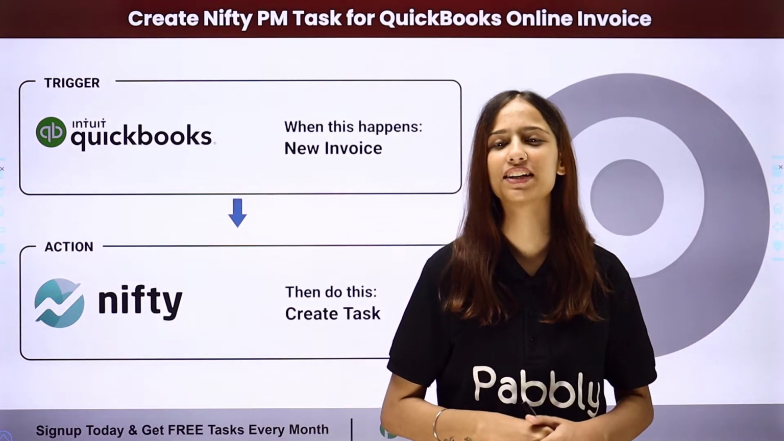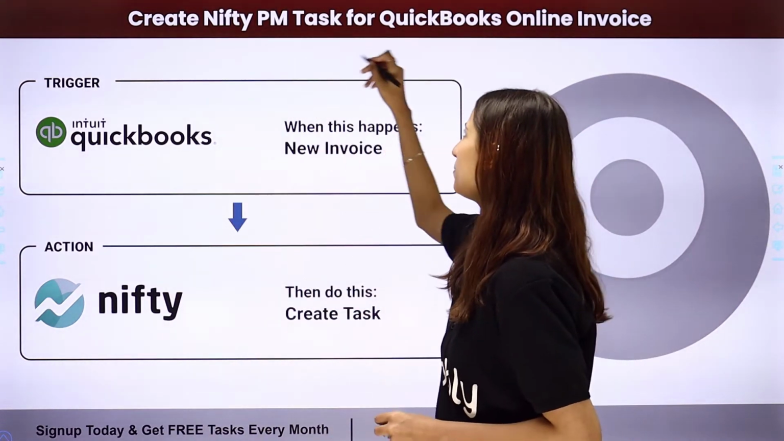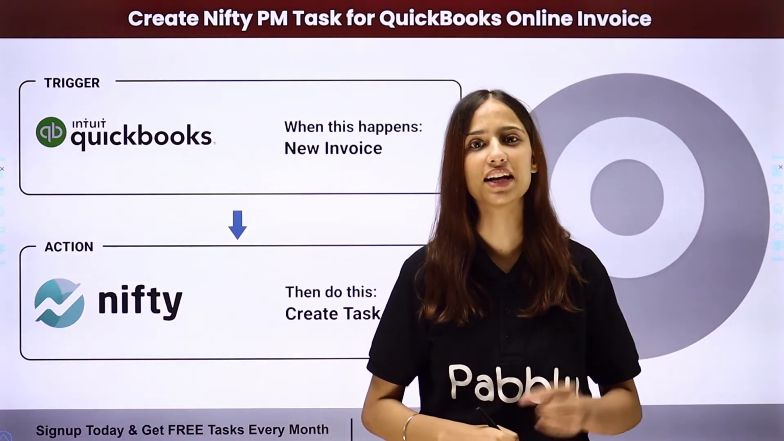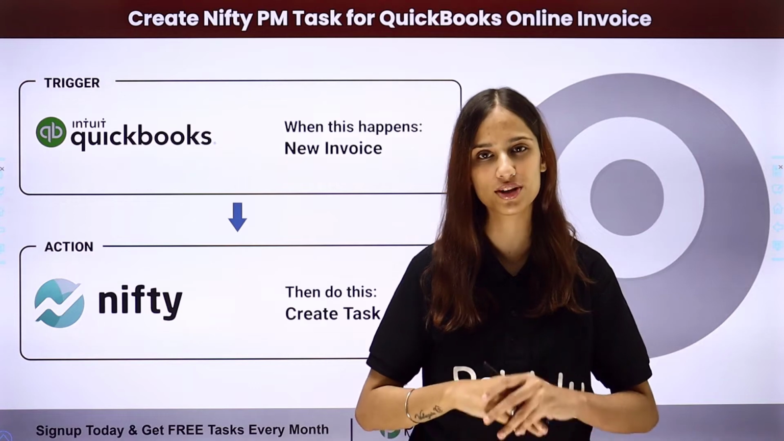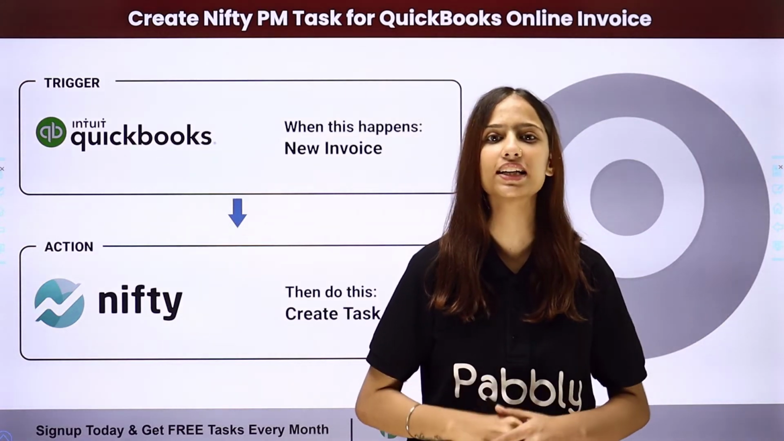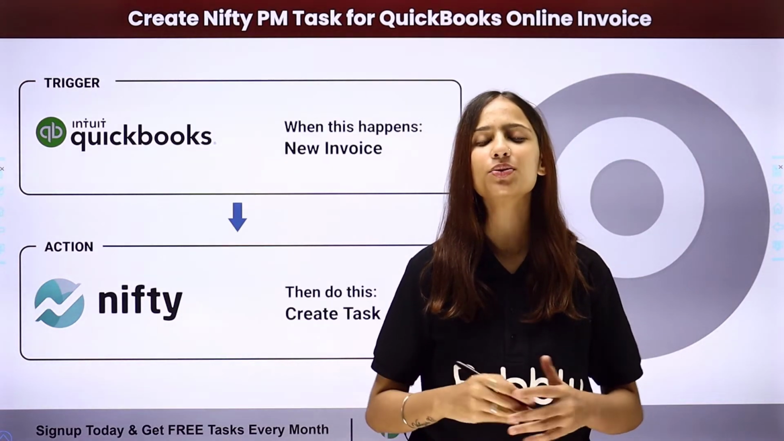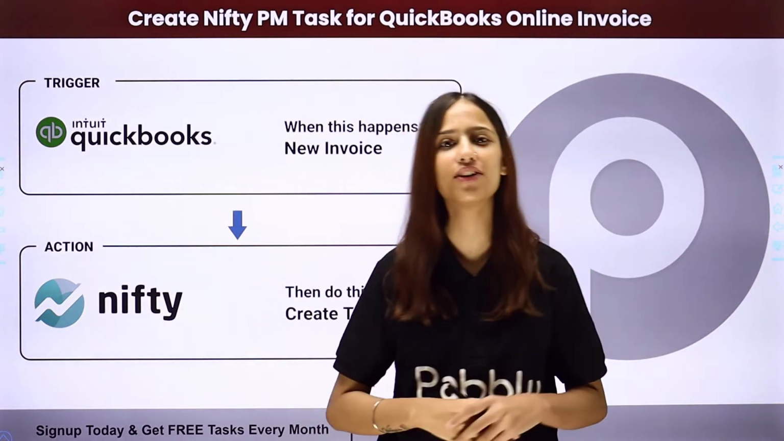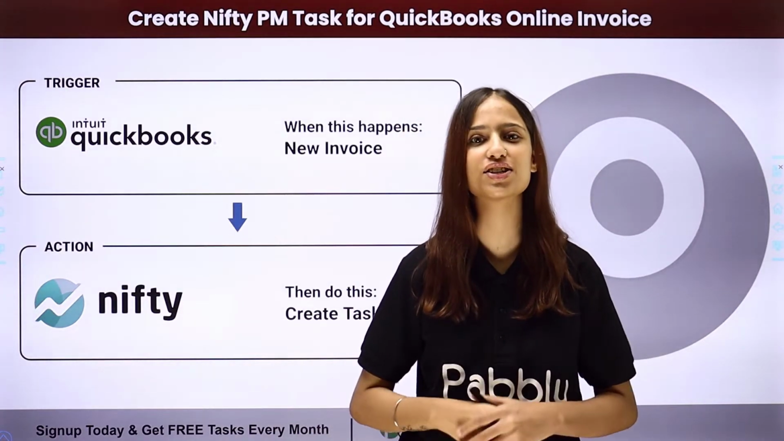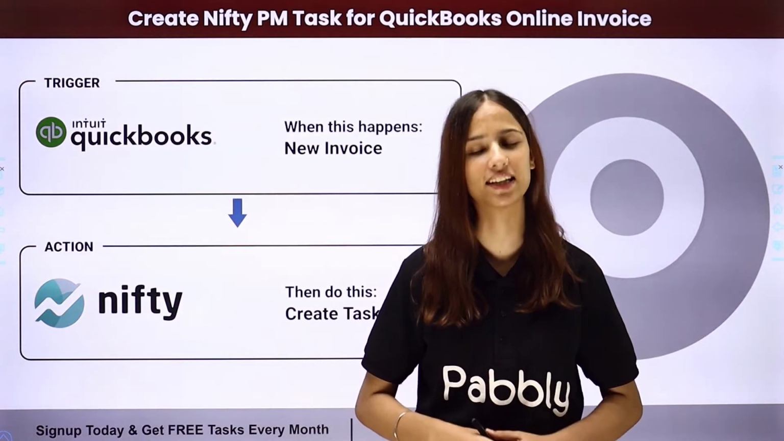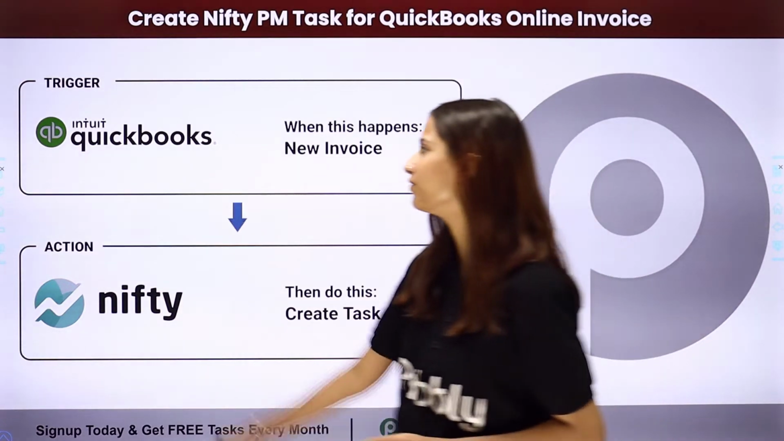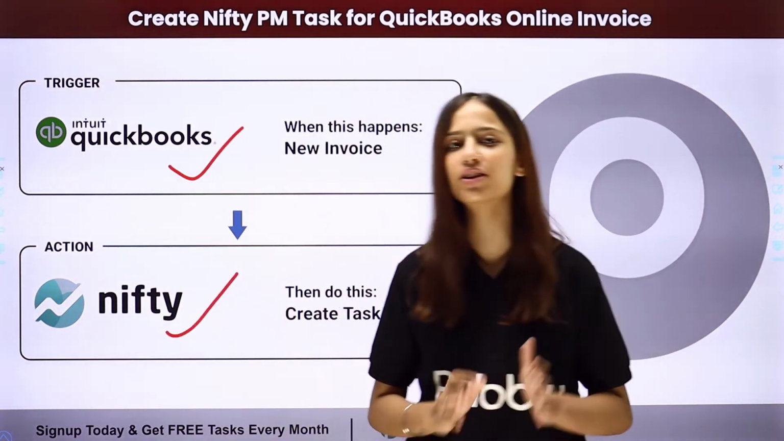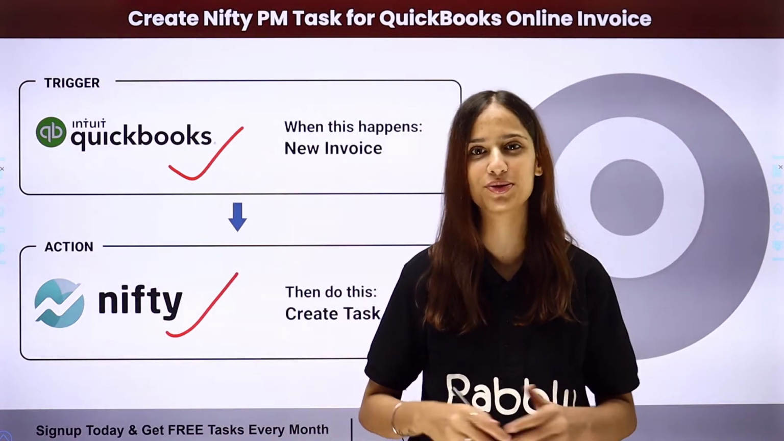So in today's video we will understand how to create a Nifty PM task for a QuickBooks Online invoice. So here my objective is that whenever a new invoice is added in QuickBooks, then I want to create a task in Nifty. Now to do this, firstly I need to build an integration between these two applications, for which I will be using this amazing integration and automation software, that is Pabbly Connect. So here my trigger application will be QuickBooks and my action application will be Nifty. So to learn more about this integration, follow me through the screen.